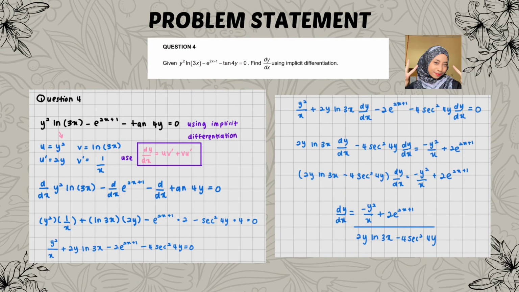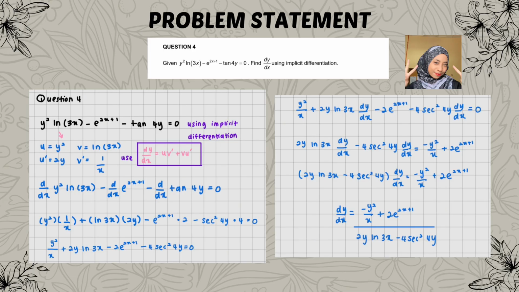For question number 4, this solution uses implicit differentiation to find dy/dx for the equation y squared ln 3x minus e power of 2x plus y minus tan 4y equals 0. Here's my explanation of each part step by step. Step number 1. You need to label and identify the function. The equation involves product and composition of functions. Define parts of the expression to apply the product rule easily. We apply the product rule. The product rule formula is u prime v plus uv prime.